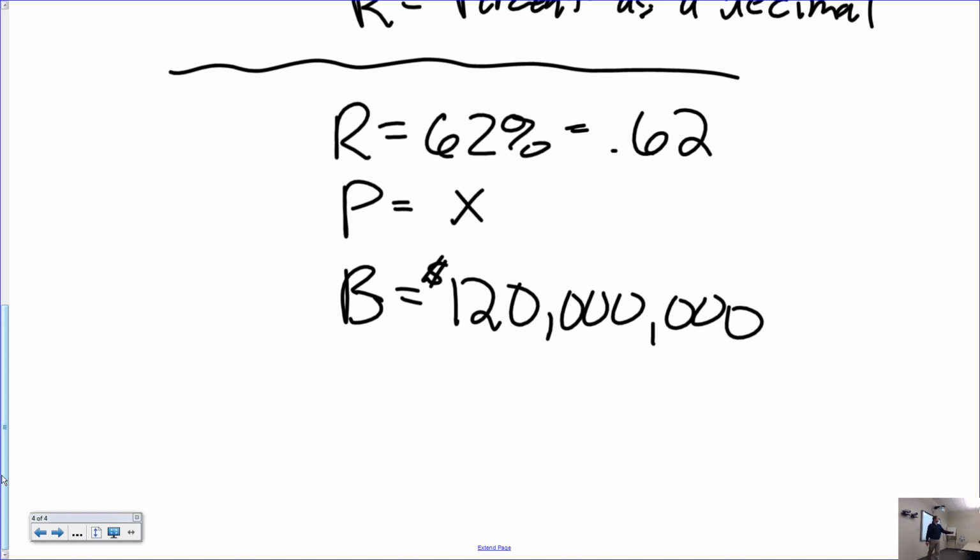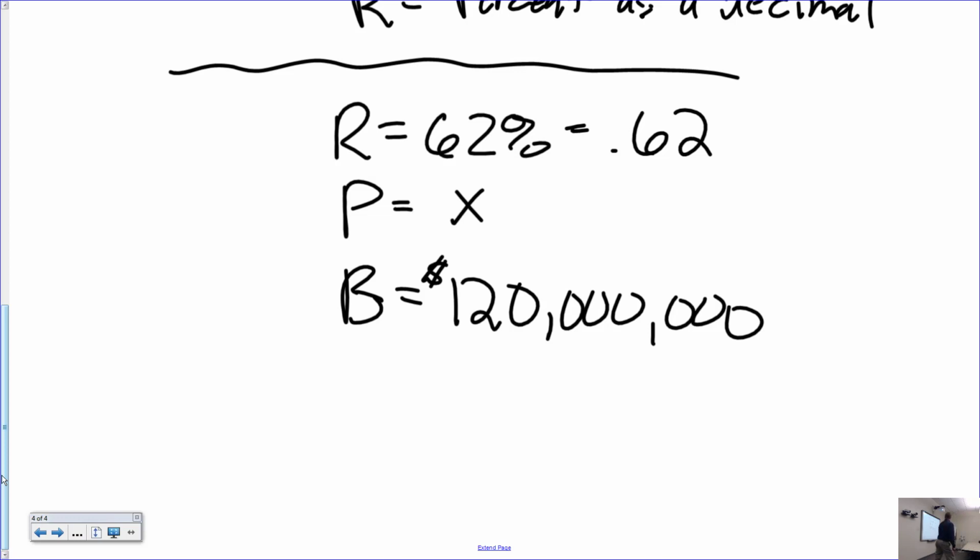The cool thing about it is, if you put X in the wrong spot, you're going to get a number that doesn't make any sense. When that happens, guess what you need to do? Start over and just flip the portion and the base. That will almost always work.